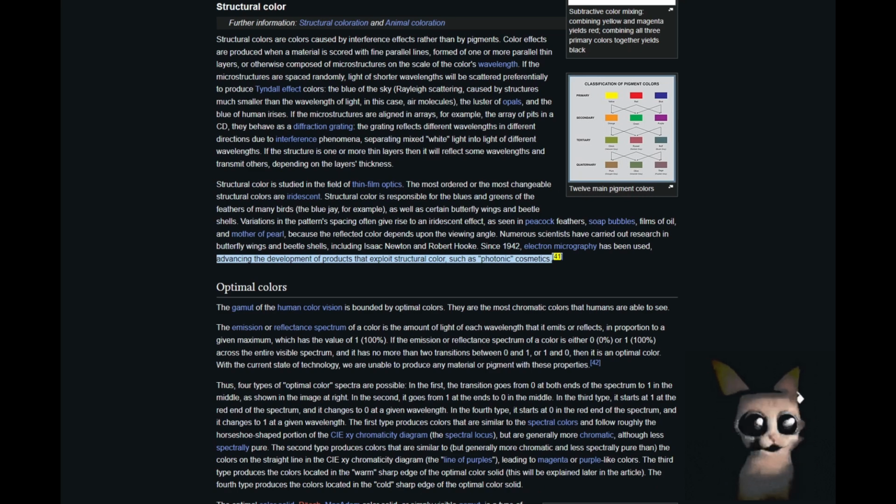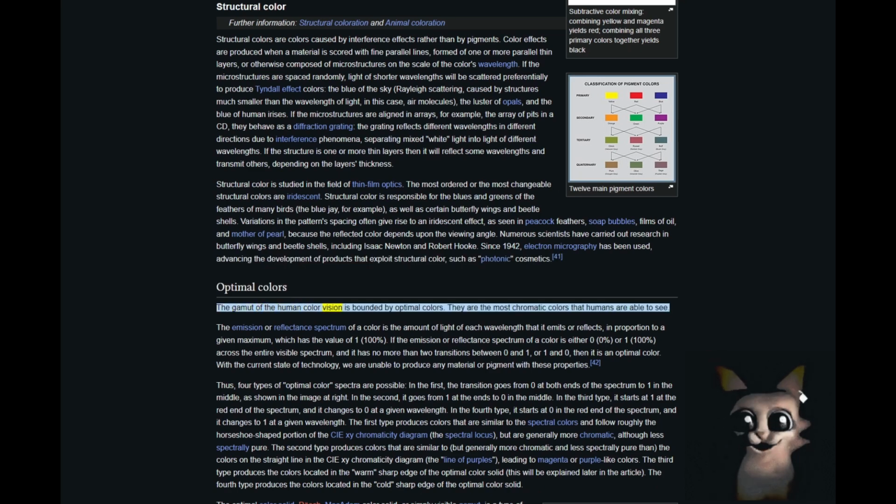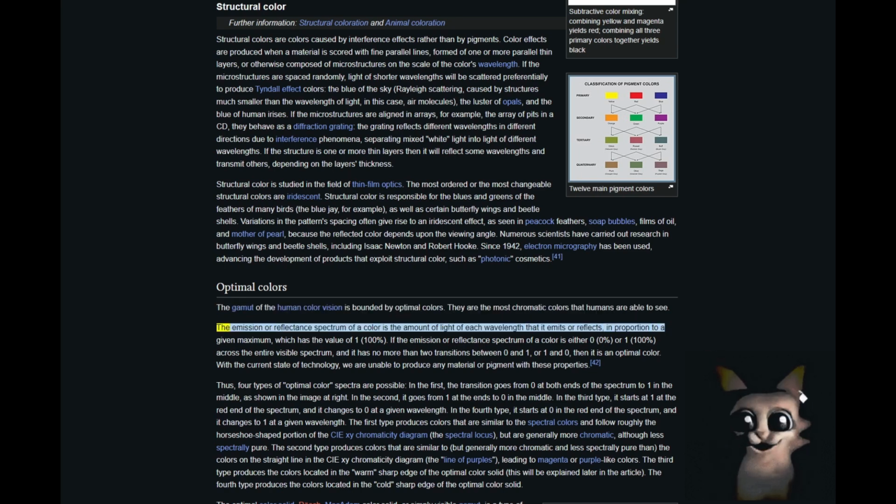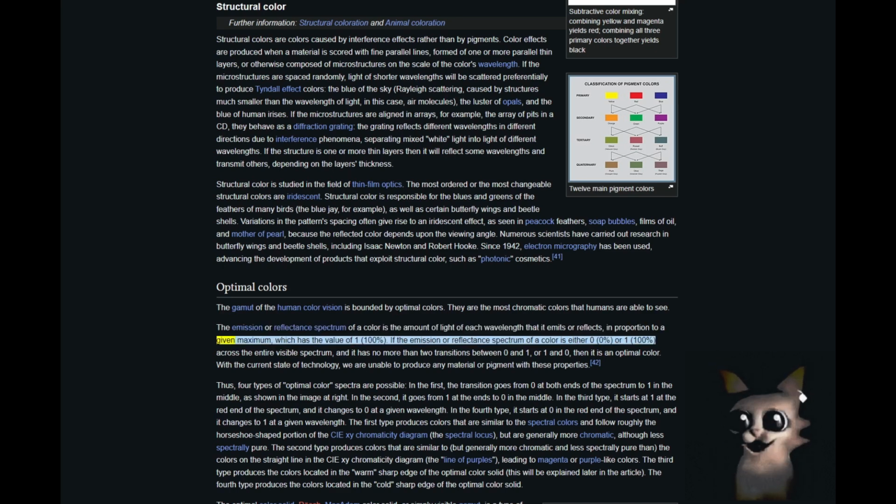Optimal colors. The gamut of the human color vision is bounded by optimal colors. They are the most chromatic colors that humans are able to see. The emission or reflectance spectrum of a color is the amount of light of each wavelength that it emits or reflects, in proportion to a given maximum, which has the value of 100%.